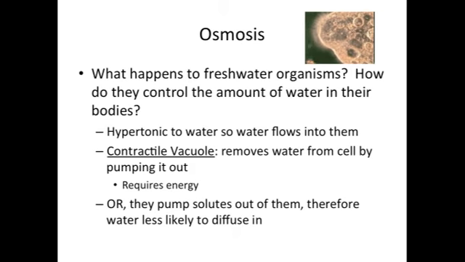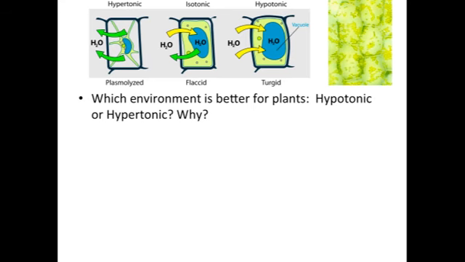So most animal cells are hypertonic in themselves, and they live in a hypotonic environment. So they have to have some kind of mechanism that can remove the water by pumping it out. And one of those mechanisms is a contractile vacuole. What about plants then? How do they maintain the appropriate amount of water?